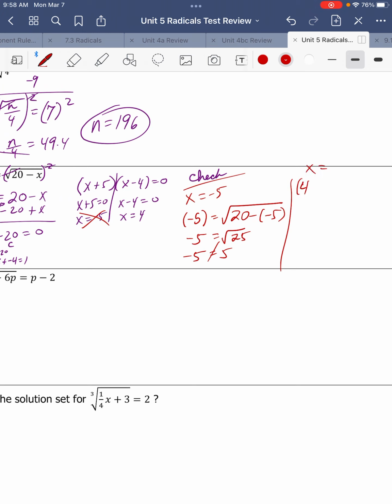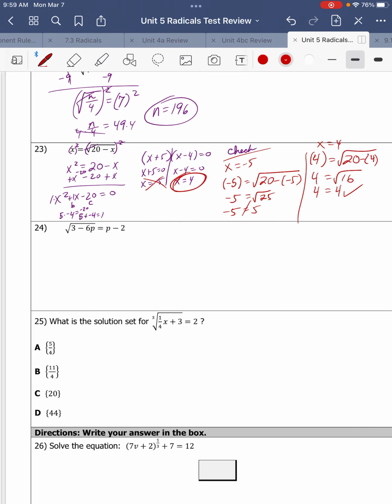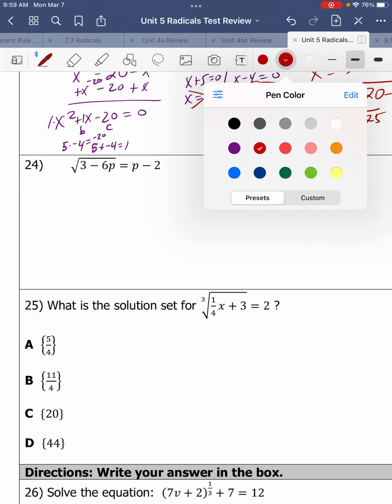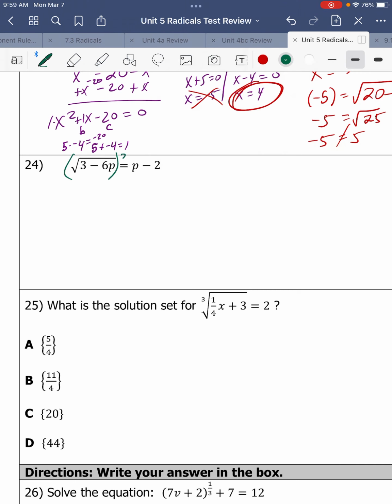Let's check 4. Square root of 16 is 4. That's good. All right, so x equals 4 is our only solution. All right, number 24. Radical is isolated already, so we don't have to isolate anything. We're going to square it. It's undoing a square root. And square root and square, 3 minus 6p.